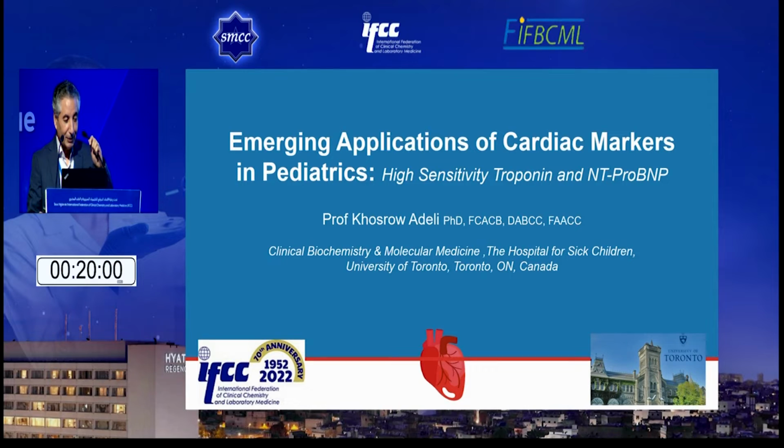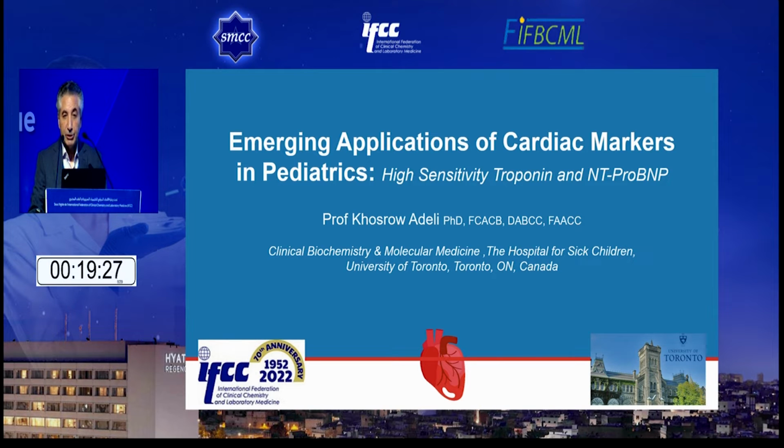I'm going to speak in English again, talking today, again, about pediatrics, but this interesting area of cardiac markers in pediatrics. It's not well understood or appreciated that cardiac markers are actually used quite often in children's hospitals, more and more so in many areas of pediatric care. So I'm going to try to highlight this.